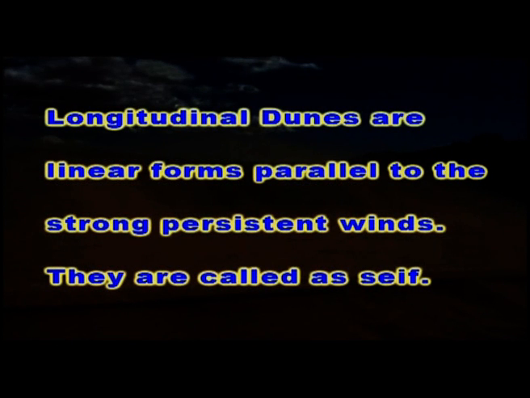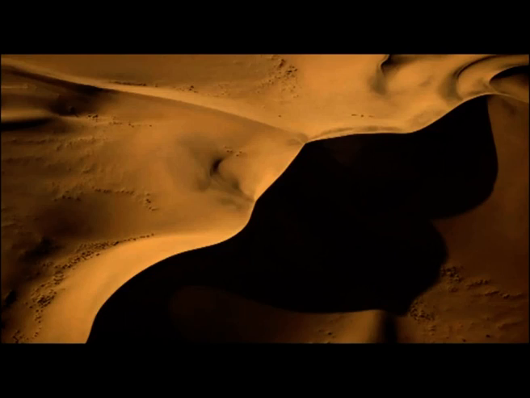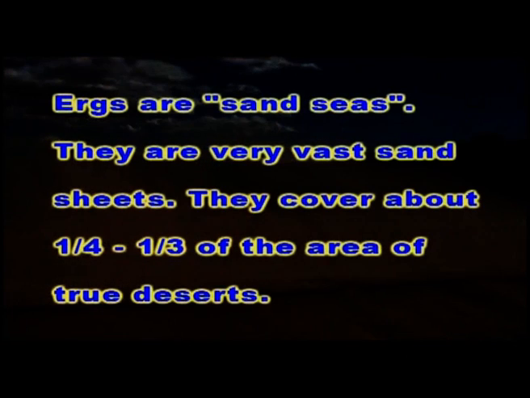Longitudinal dunes are linear forms parallel to the strong persistent winds. They are called seifs. They form in dry subtropical deserts with irregular sand supply. They are also separated by a lag gravel. Whalebacks are ridges of coarse sand left in the path of a migrating longitudinal dune.